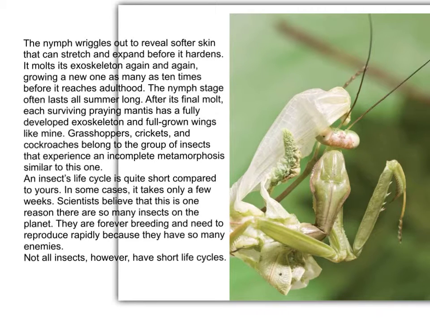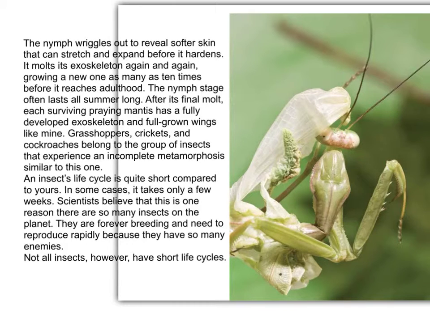The nymph stage often lasts all summer long. After its final molt, each surviving praying mantis has a fully developed exoskeleton and full-grown wings like mine. Grasshoppers, crickets, and cockroaches belong to the group of insects that experience an incomplete metamorphosis, similar to this one.